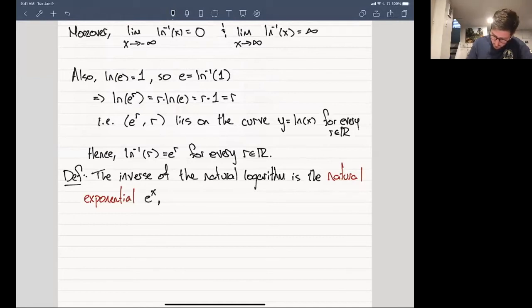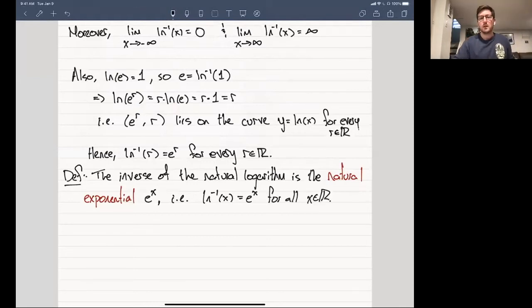So, i.e., ln inverse of x is equal to e to the x for all x in R. And so this sort of gives us, maybe this is not a surprise to us, but hopefully the surprise here is how we got to it, right? It's kind of a weird way to think about it.